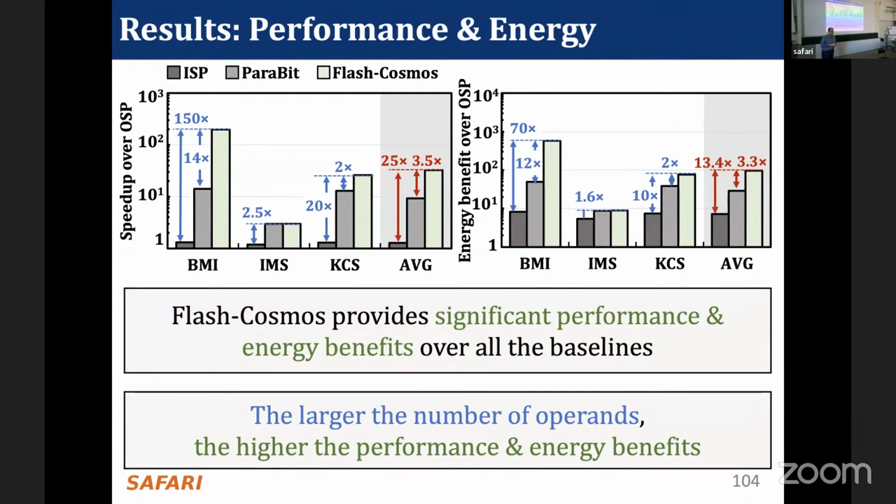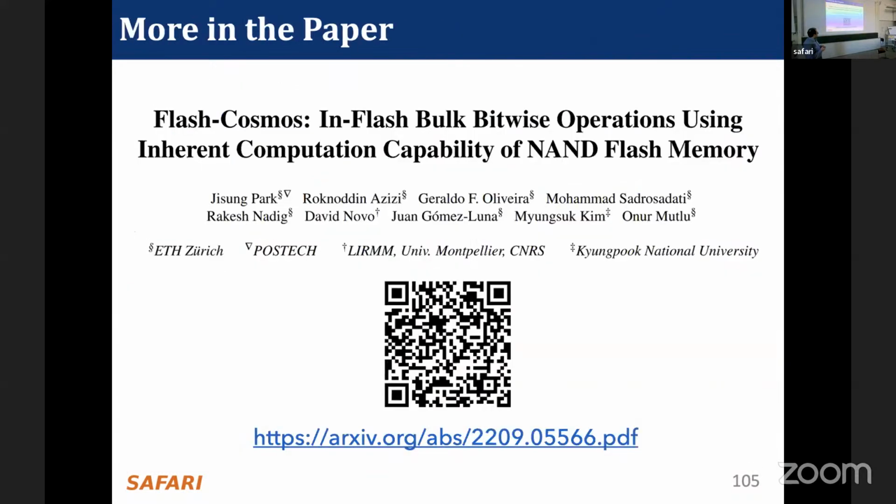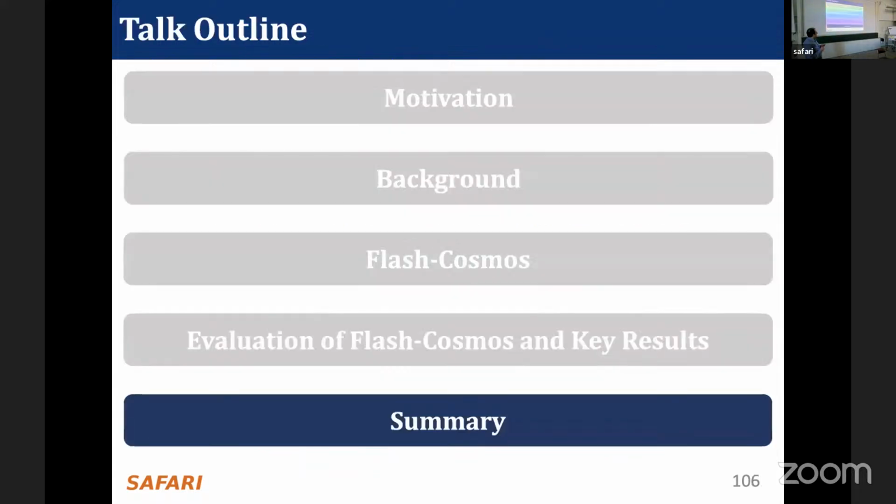We have detailed results in the paper. For example, we have AND operations of 256 operands or something like that, or for k-clique star, AND operations of 16 operands. So you really reduce data by an order of magnitude, and that causes a lot of performance improvement. If you want to learn more about this work, please check our paper on this QR code.